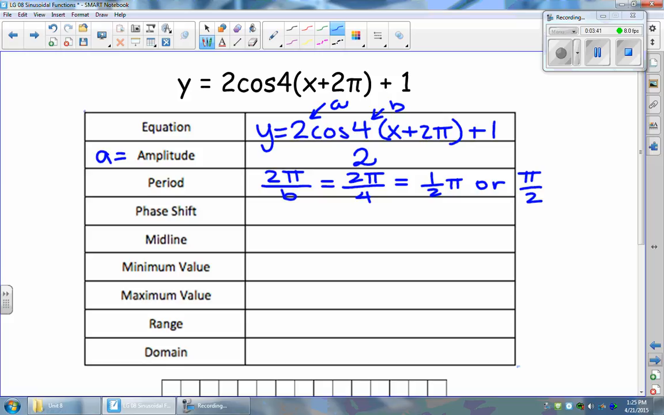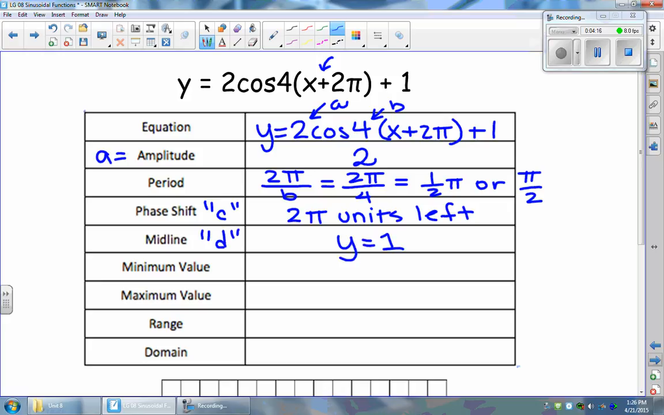Our phase shift here is 2 pi units. That's our C value. And if you want to determine the direction, you would look at the positive or the negative sign. If you see a positive sign in between the x and the C value, then your graph is shifting to the left. And if you see a negative sign in between the x and the C value, your graph is shifting to the right. The midline is our D value, so therefore our midline is going to be at y equals 1.